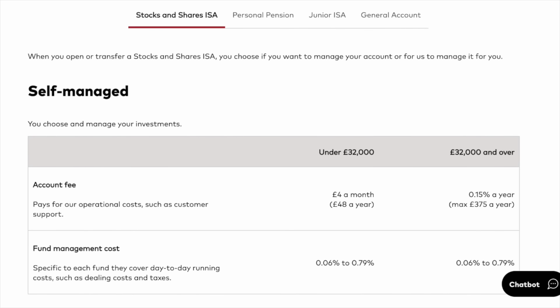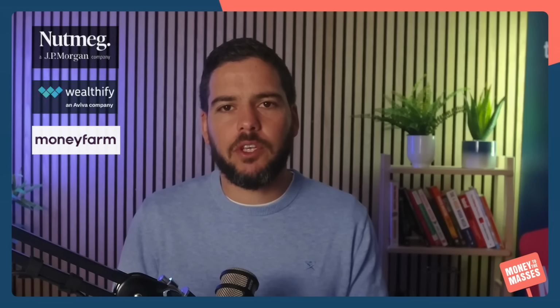And if you're an investor with a large portfolio of Vanguard funds, then you are probably better off being with the likes of Interactive Investor because of its fixed fee model, as long as you're not switching funds and changing regularly. If you're wanting a managed portfolio service or managed ISA, for example, then also have a look at Nutmeg, Wealthify, and Money Farm. We've put links in the notes to that particular article comparing those different services and their performance.